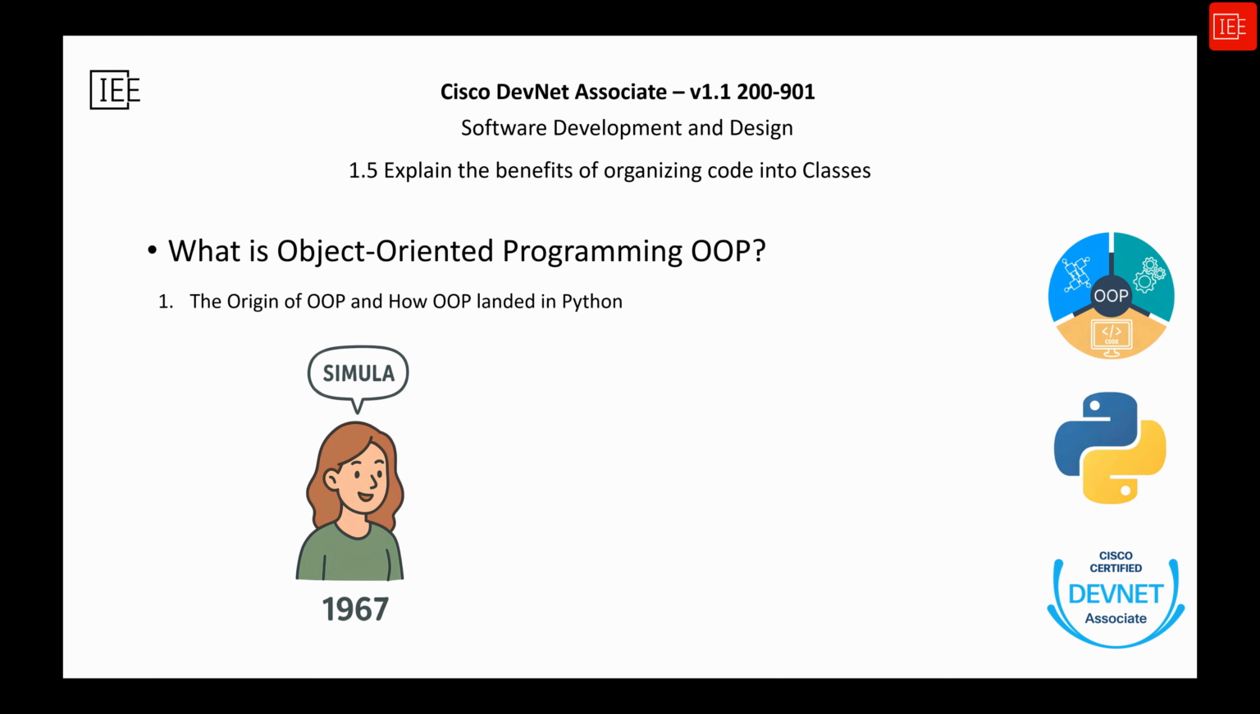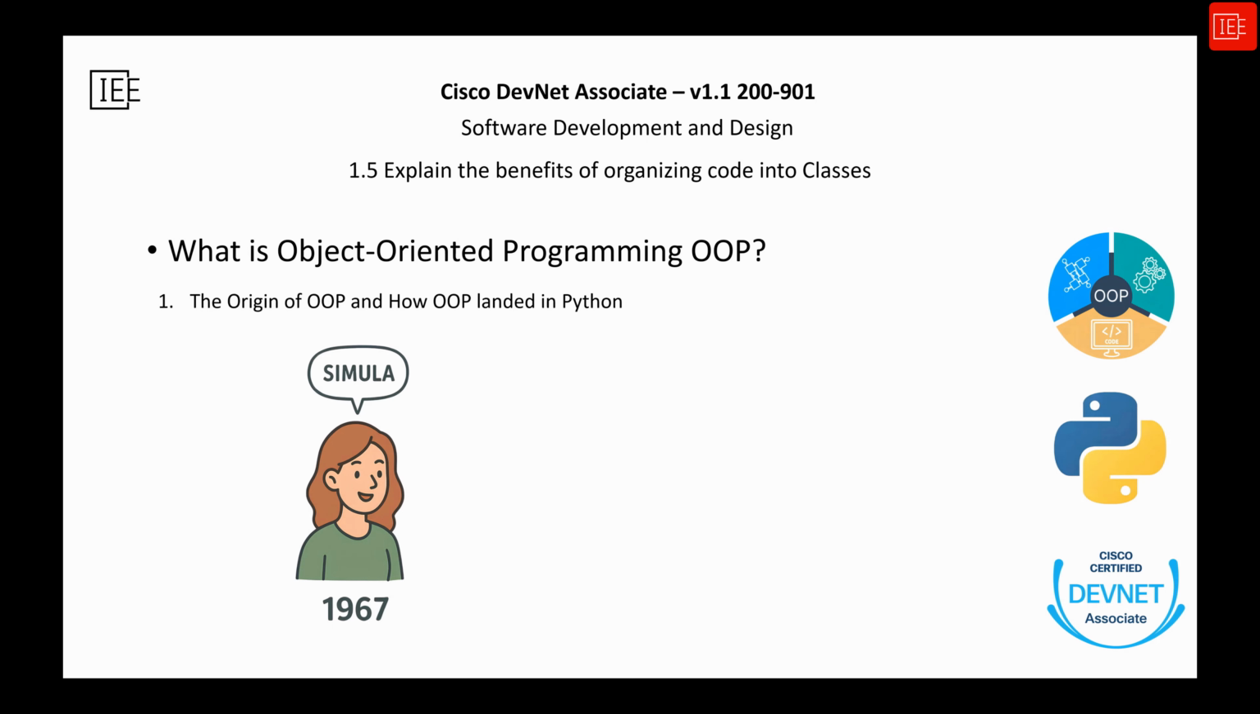Object-oriented programming didn't just appear overnight. It grew out of a need to make programming more intuitive and better suited for solving real-world problems. The journey began in the late 1960s with a language called Simula. Simula was the first language to introduce the concepts of objects, bundling data and the procedures that operate on that data into a single reusable unit.